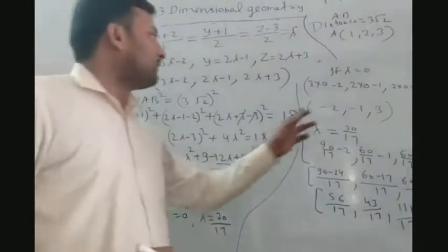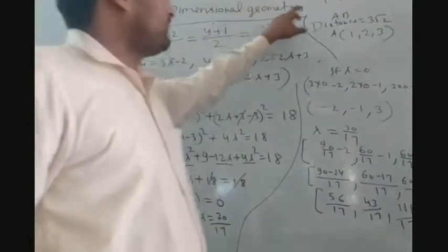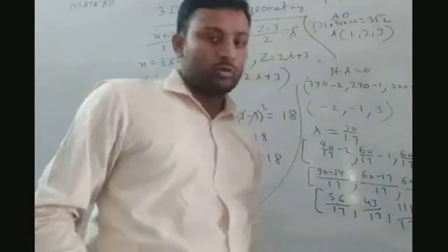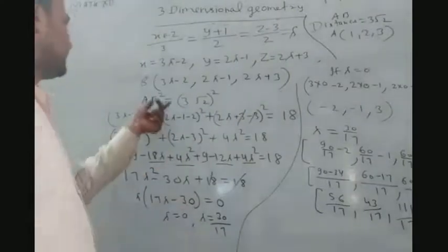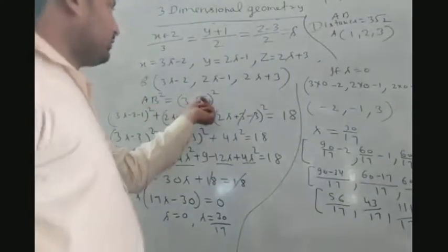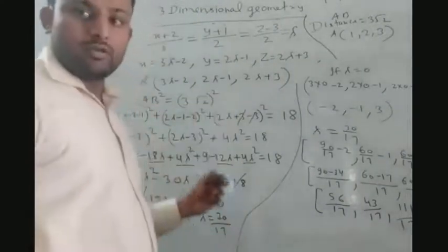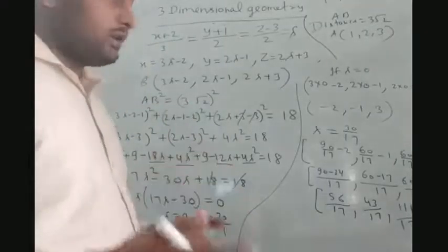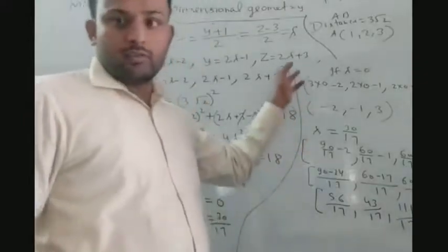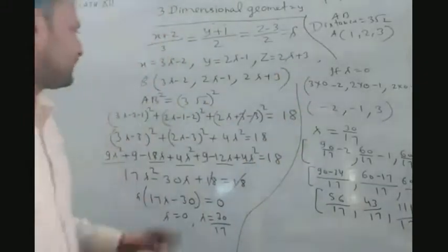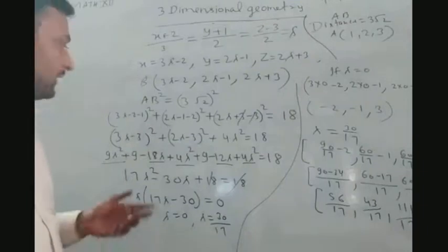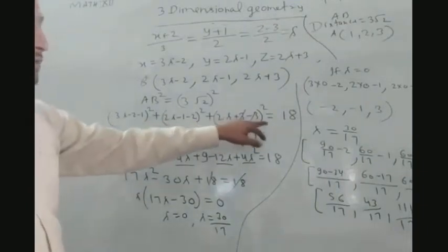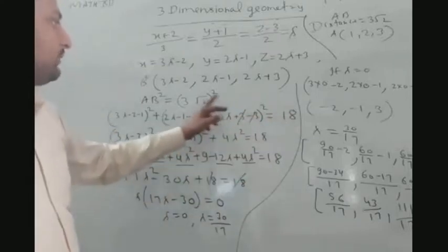So the point will be on the line from which the distance from A will be 3 root 2. What we have done is take AB equal to 3 root 2, so AB square is (3 root 2) whole square. Because we find the distance between two points, this is the general point. We know the distance formula: (x2 - x1) whole square plus (y2 - y1) whole square plus (z2 - z1) whole square, which is equal to 18.